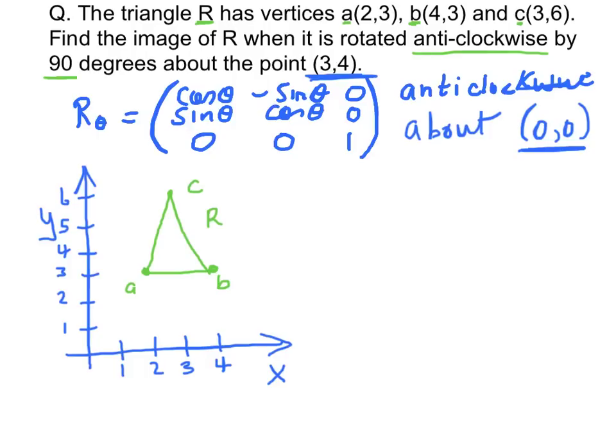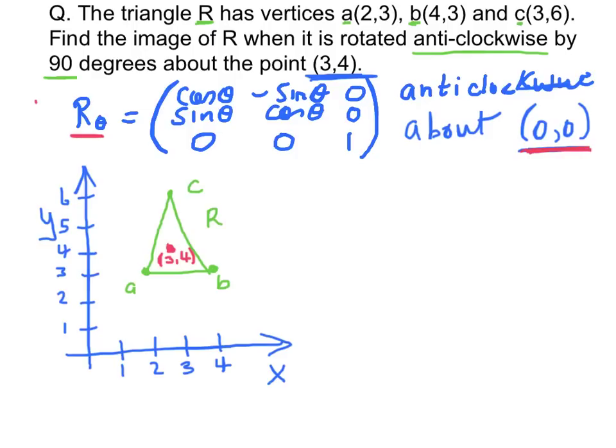Now let me change colours and put in the point I want to rotate the triangle about. It's 3, 4, so it's about there. Let me just put in the coordinates 3, 4. That's the point that I want to do the rotation about. So my problem is that this matrix, R theta, only works for rotation about 0, 0.